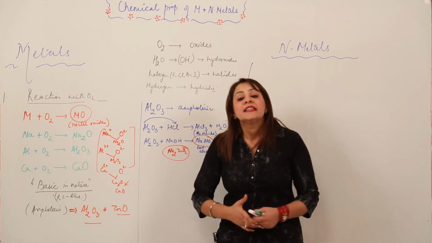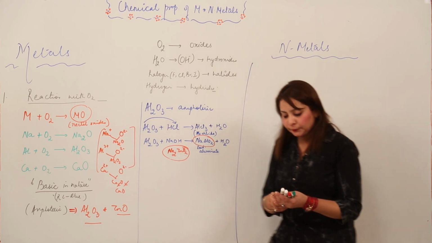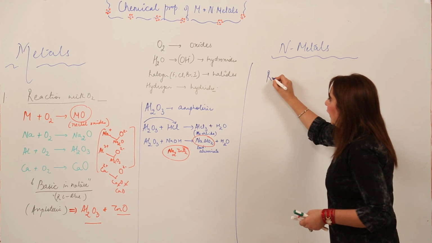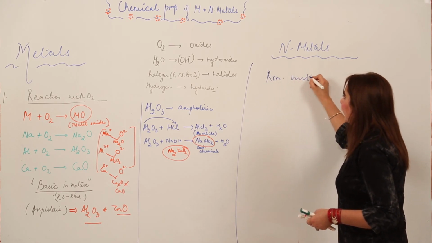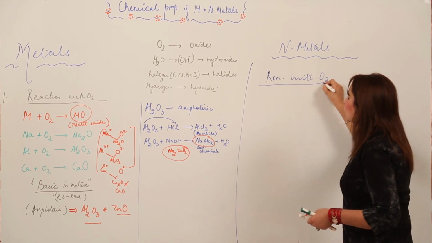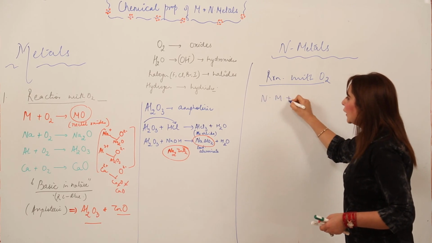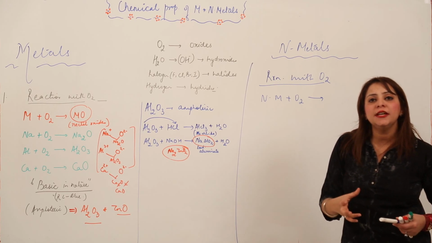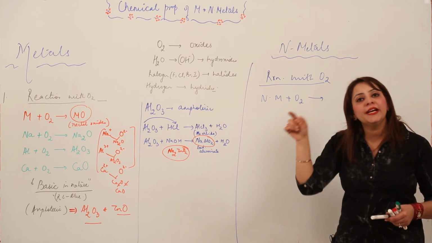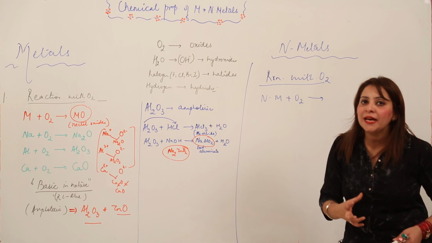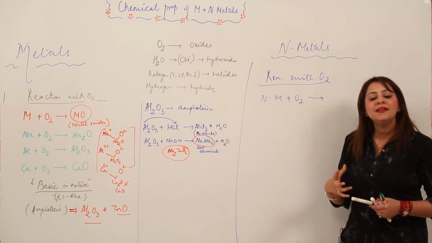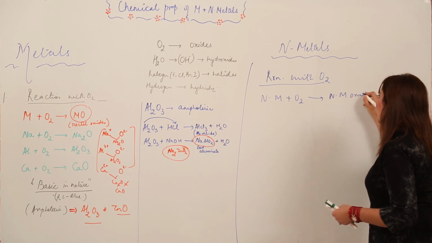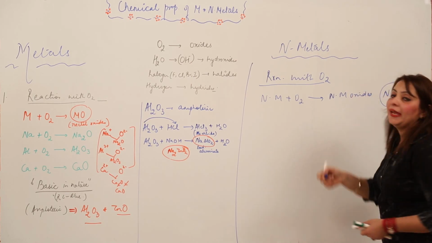Now let us see how non-metals react with oxygen. So what happens? Again we are doing a similar reaction with oxygen. What happens when a non-metal reacts with oxygen? As I told you, when anything reacts with oxygen it gets crisscrossed with the O2 negative ion and forms its respective oxide. So in this case, as a non-metal is reacting with oxygen, we will get a non-metal oxide with the general formula NO.